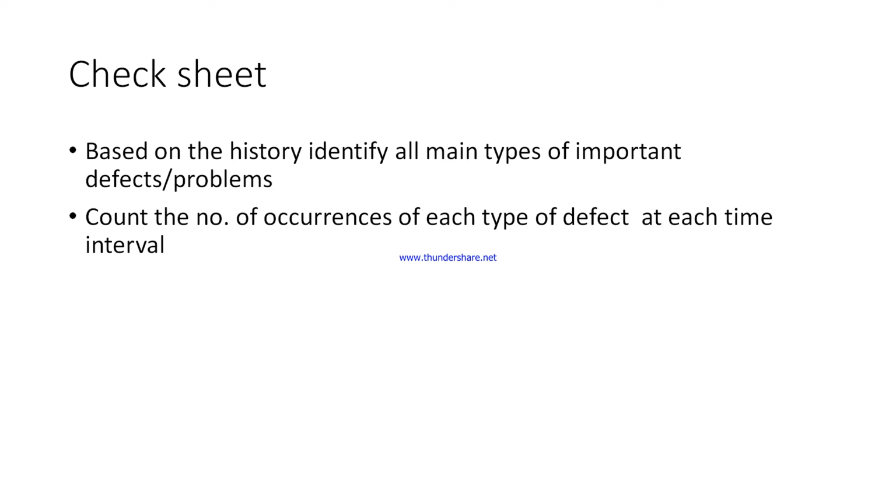In this also, what we do is, if you have a process and you want to check the quality of your process, what you can do is observe the history and identify what problems you had or what problems you are already having in your process, right? And then you can count the number of occurrences of each type of problem or each type of defect at each time interval.